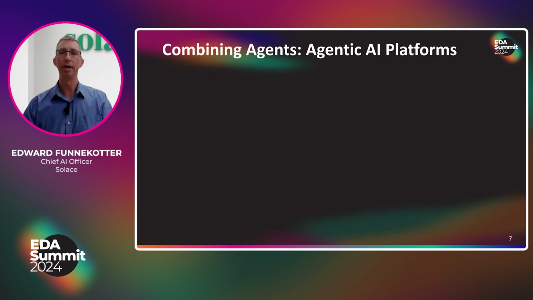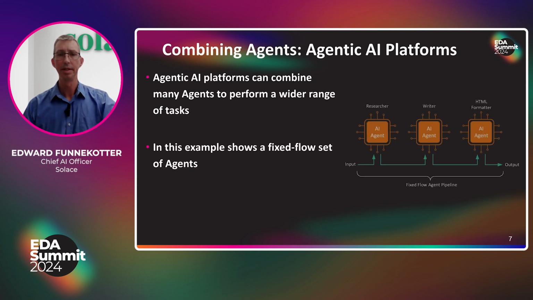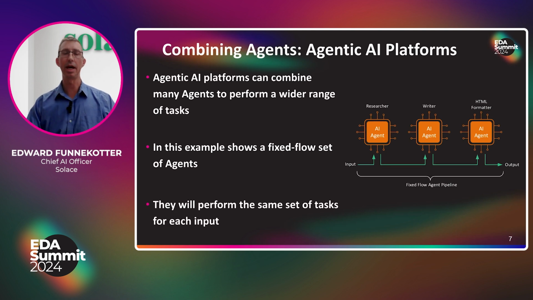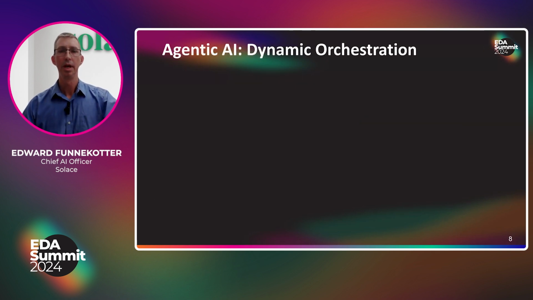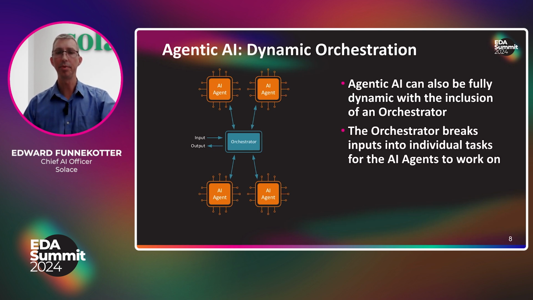So if an agent only has one area of expertise, you're going to need multiple agents to cover all your needs. This is where agentic AI platforms come in. Agentic AI platforms can combine many agents to perform a wider range of tasks. This example shows a fixed flow of agents. They will perform the same set of tasks for every input. A more adaptive form of agentic platform is using dynamic orchestration. By including an orchestrator in the middle of the system, it can break the input request into individual tasks and call the appropriate agent to fulfill those tasks.